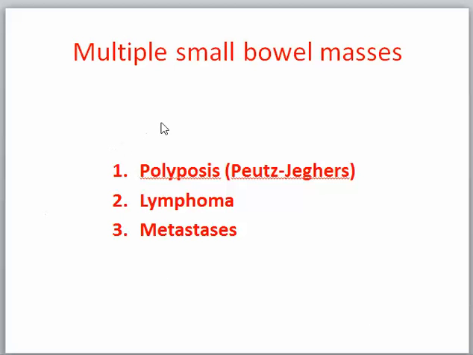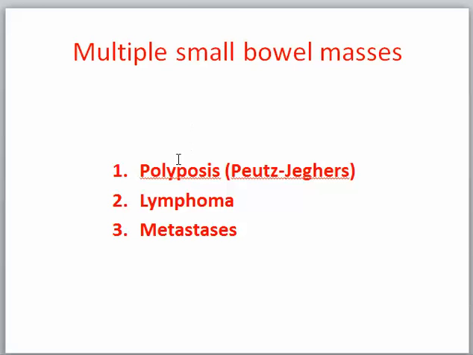What causes multiple small bowel masses? Could be polyps, could be lymphoma, could be metastasis, and the most important is lymphoma. Mind you that lymphoma are elevation of the mucosa due to lymphoid tissue hyperplasia or abnormal growth. Metastases are usually subserosal. Polyposis are usually from mucosa.